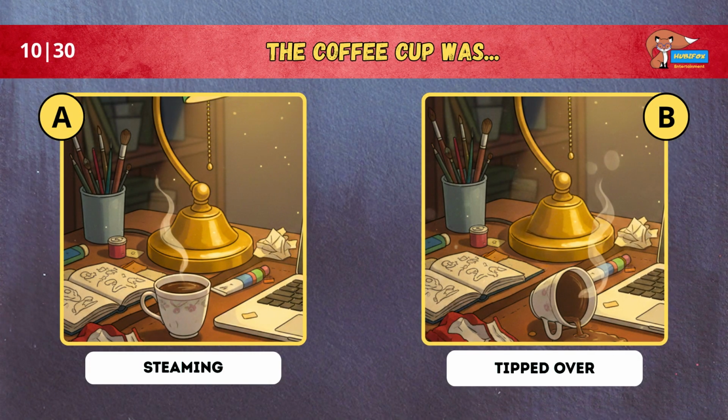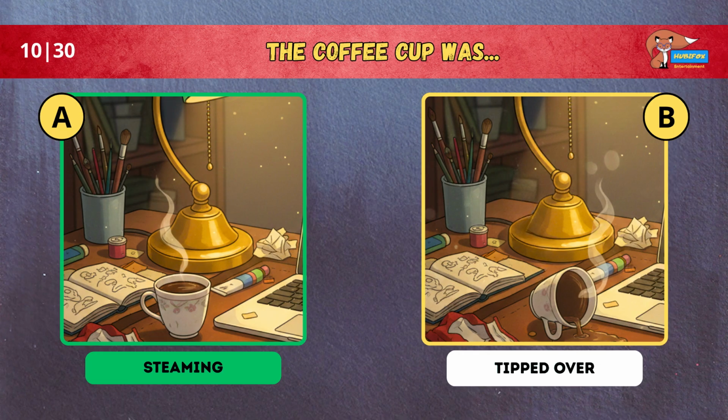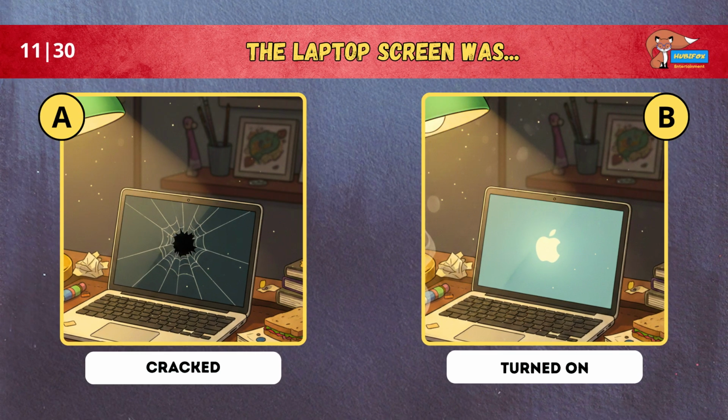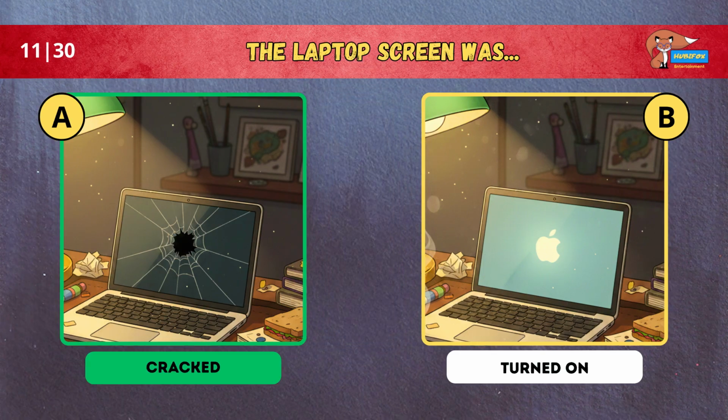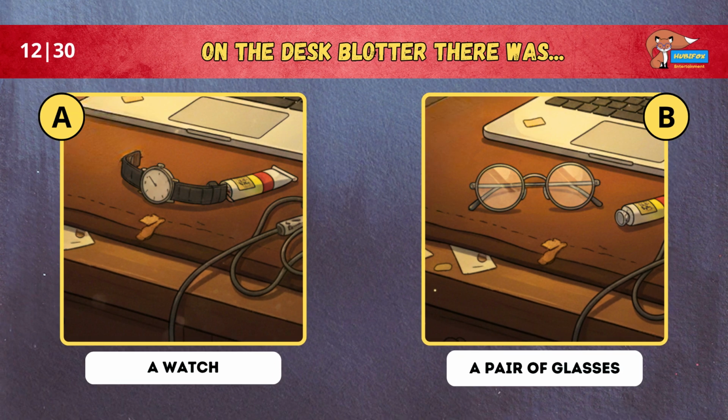The coffee cup was steaming or tipped over. The laptop screen was cracked or turned on. On the desk blotter, there was a watch or a pair of glasses.